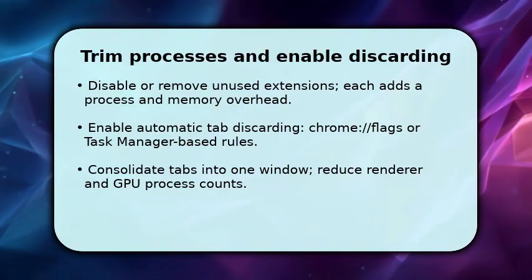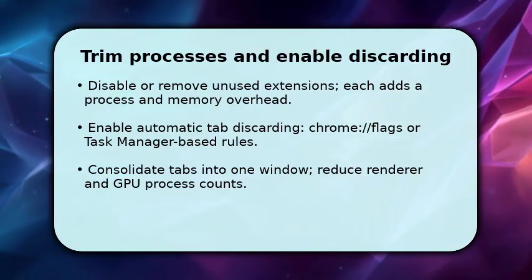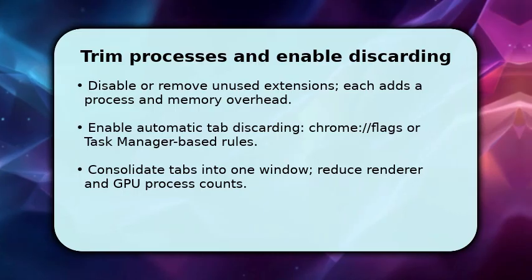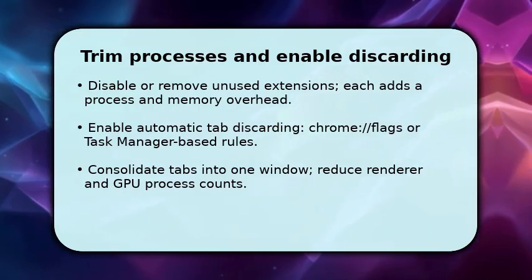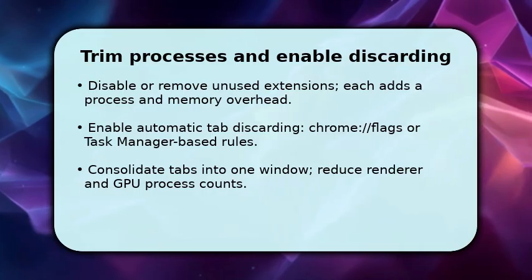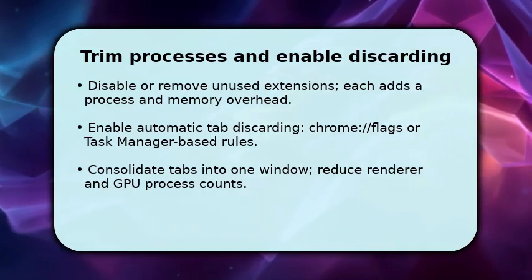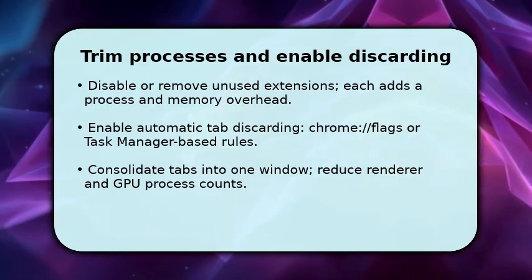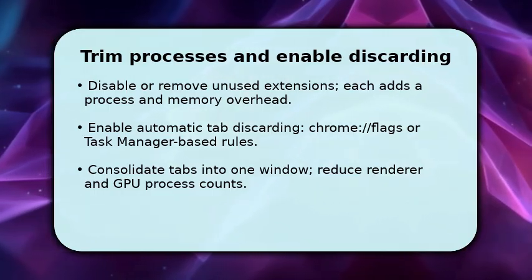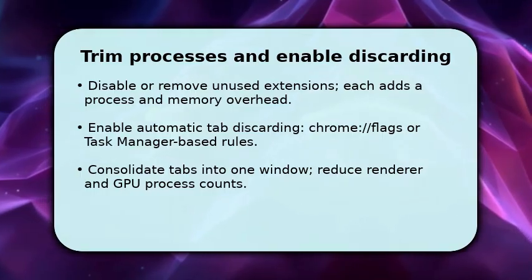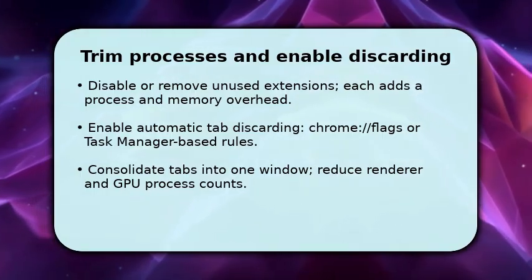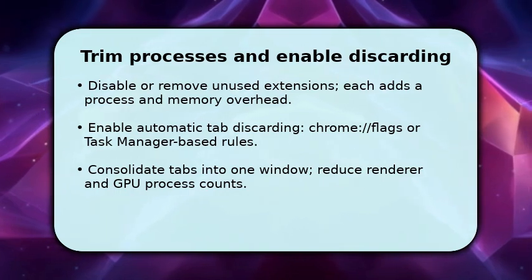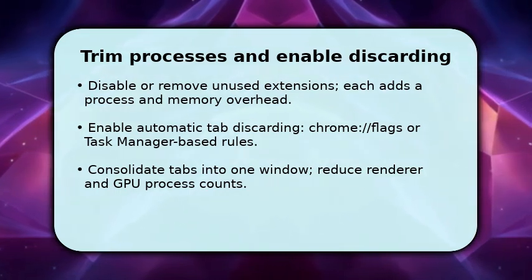You now attack the middle. Remove or disable every extension you do not actively need, because each one runs as a separate process and consumes RAM. Once cleared, enable automatic tab discarding so Chrome suspends idle tabs. Go to chrome://flags, or use built-in memory controls to activate discarding. You should consolidate many tabs into one window and use pin tabs sparingly, since fewer renderer and GPU processes mean less memory. Keep checking Task Manager to confirm memory drops as you proceed.